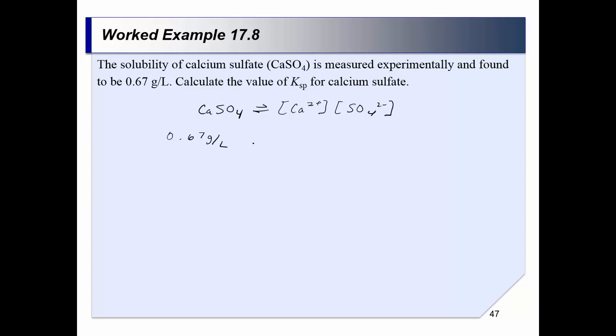And what I'm going to do is divide it by the molar mass of calcium sulfate, which is 136.2 grams per mole, and this is calcium sulfate.